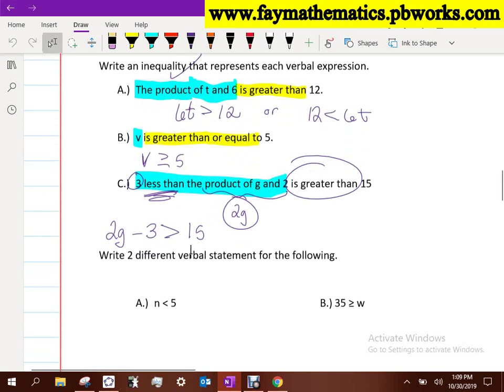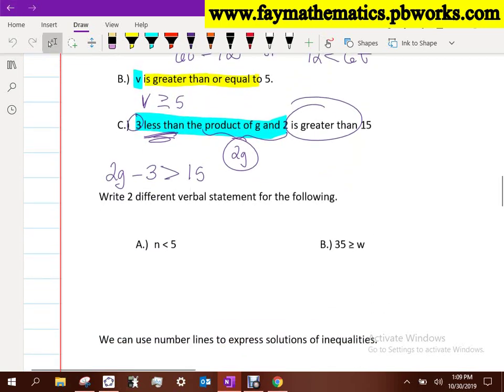I'm going to ask you this on your own a little bit. We'll do A and B on your own here. It says write 2 different verbal statements for the following. So in that first one, write down, maybe if I read that left to right, what I could say. And then see if you can adjust that and get something different that really means the same thing. Verbally, English-wise it will look different, but it says the same thing mathematically.